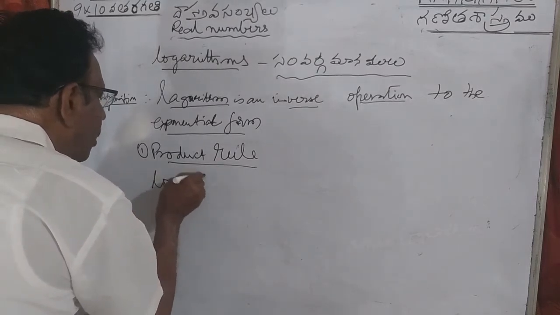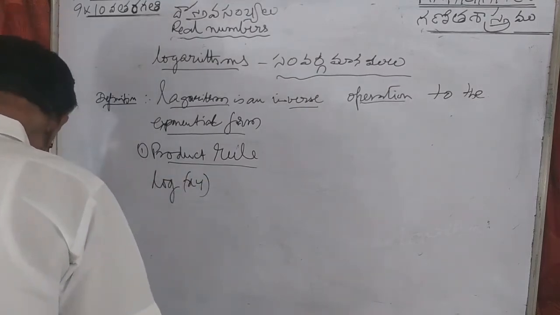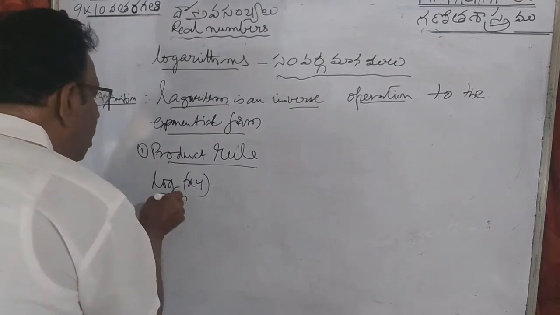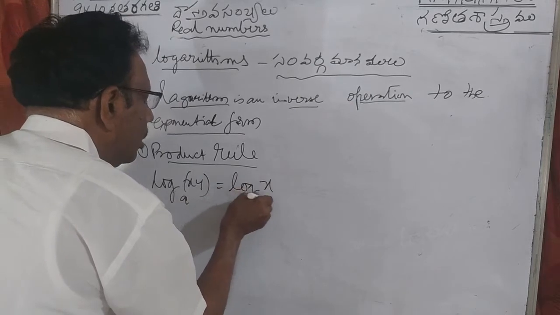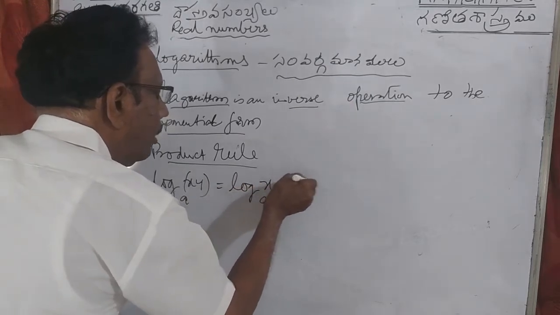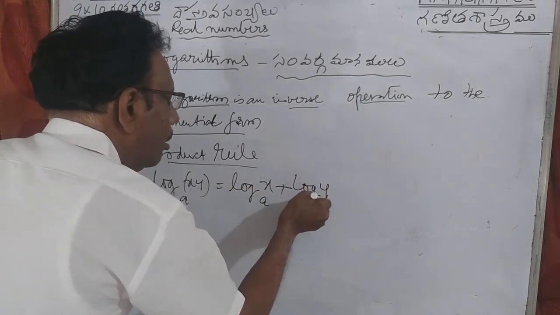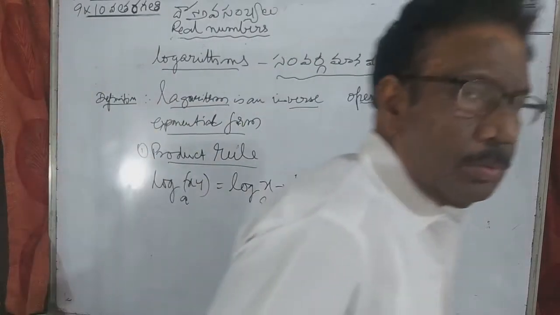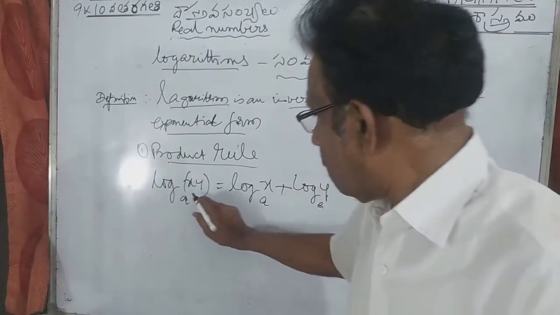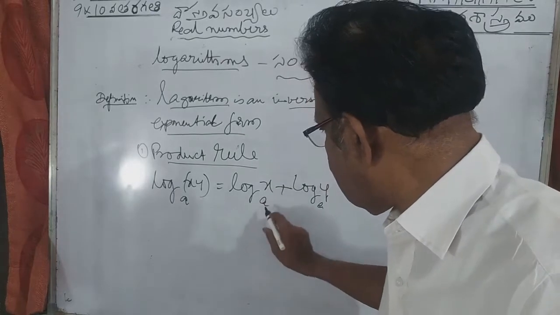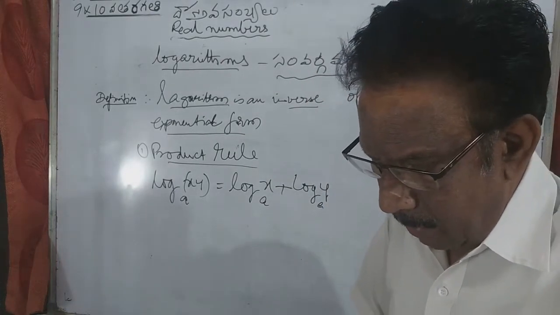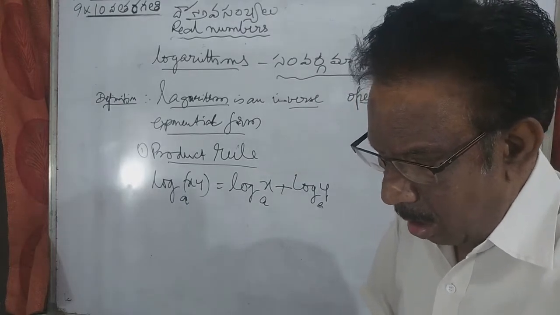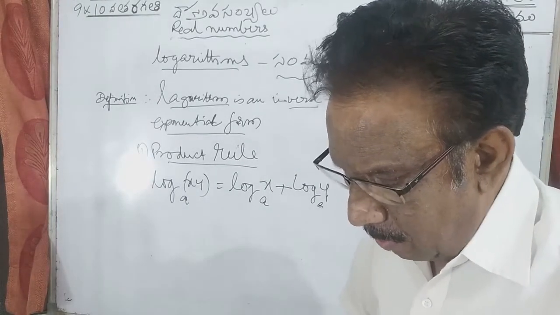Log xy to base a is equal to log x to base a plus log y to base a. Okay, look at that rule. Log xy to base a is equal to log x to base a plus log y to base a. Understand? So that means the logarithm of a product is the sum of the logarithms.